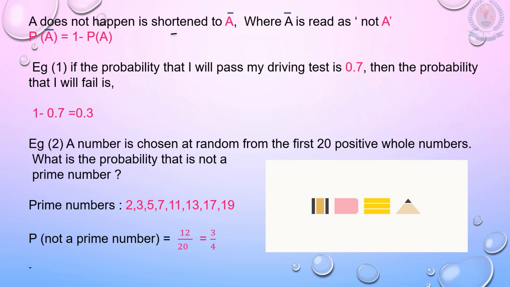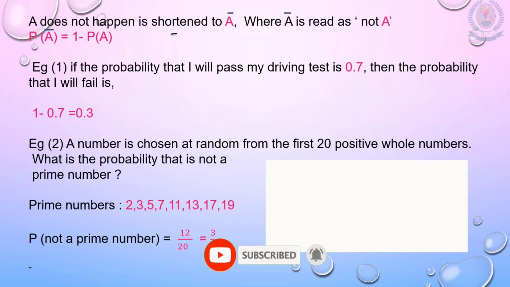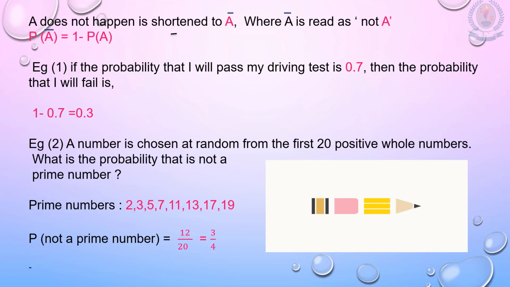A does not happen is shortened to A bar. If the event does not happen, we can write it as A bar, where A bar is read as not A. So you can write P(A bar) equals 1 minus the probability of the event A happening.